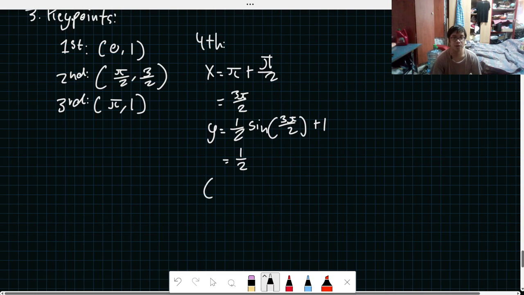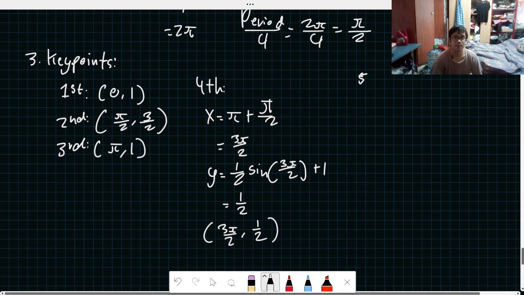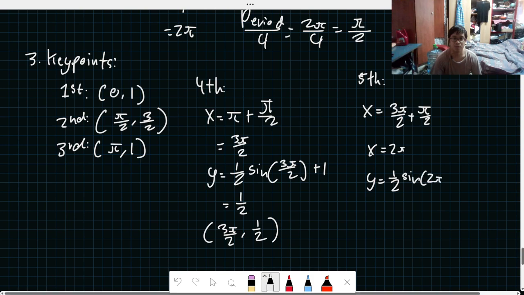So that means the coordinates of your fourth key point are 3 pi all over 2 and 1 half. And lastly, for your fifth key point, your x here would be 3 pi all over 2 plus pi all over 2. That will give you 2 pi, and substituting it here, you have y is equal to 1 half times sine of 2 pi plus 1. Sine of 2 pi is 0. 0 times 1 half is 0 plus 1, 1. So this is your fifth key point.